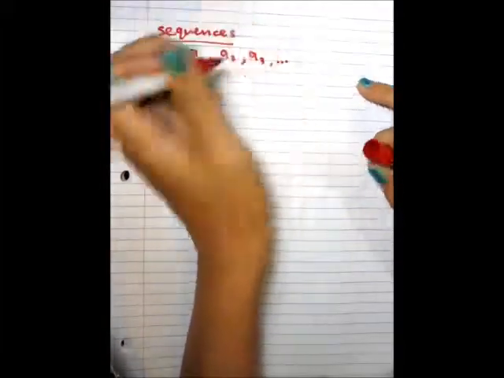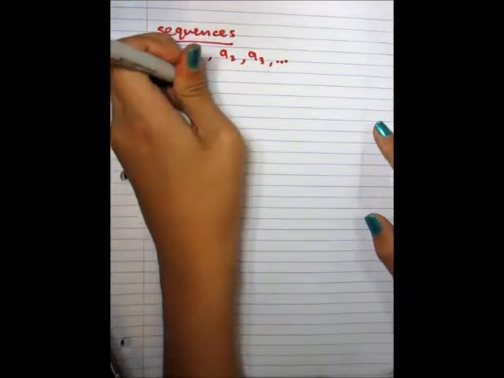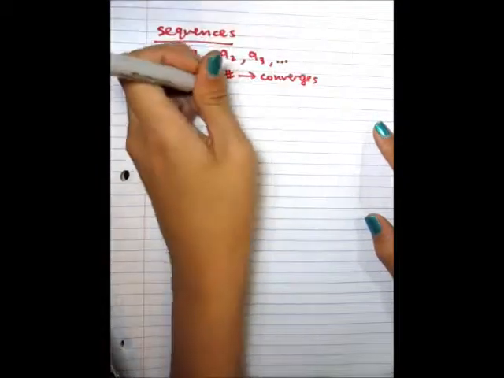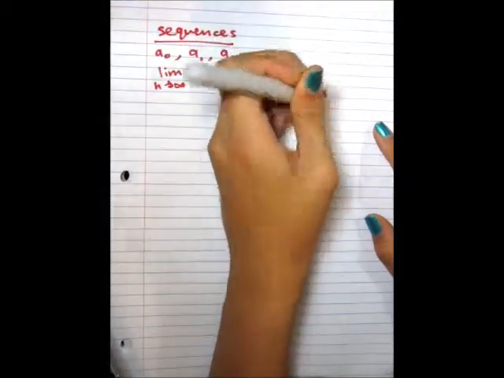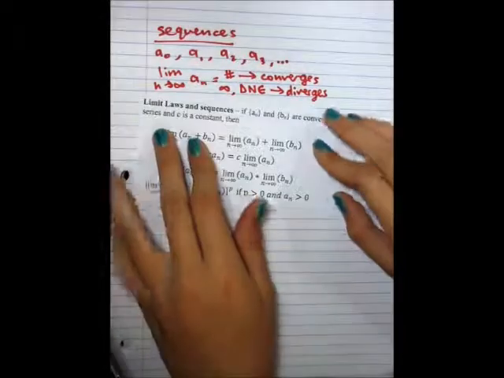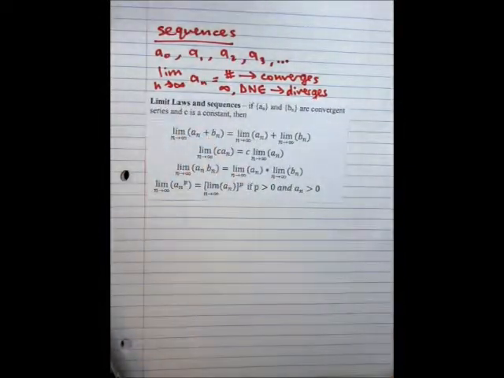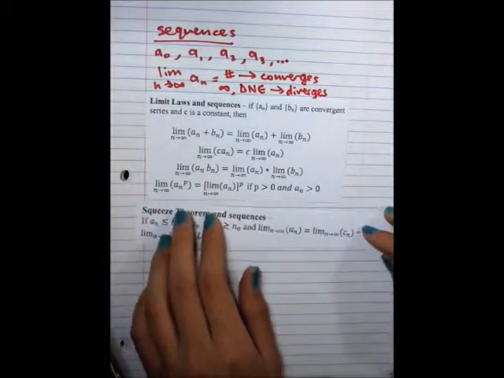We say that a sequence a_n converges when the limit as n approaches infinity of a_n approaches a finite number. Otherwise, the sequence diverges. Conveniently, the old limit laws can also be applied to series, which you can pause and view if you wish, but I'd rather move on.